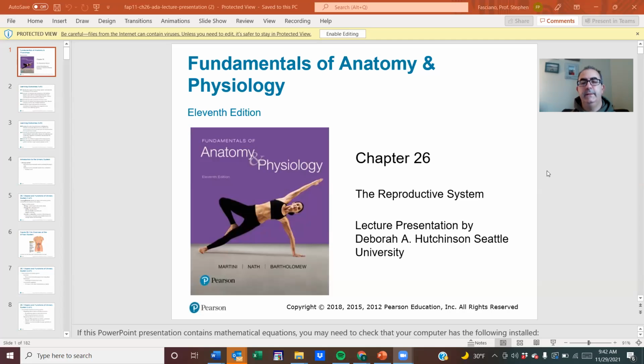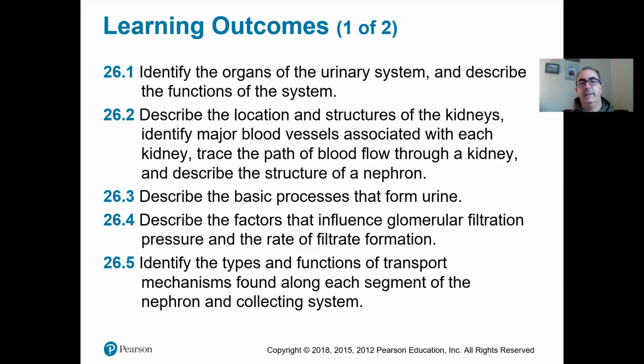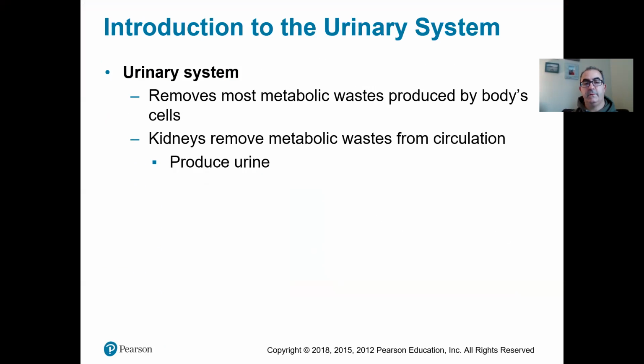So as I said, the title slide does say chapter 26, and then it says the reproductive system, which is strange to me, and that scared me at first. It freaked me out a little bit. But then as you go in, the outcomes are clearly of the urinary system, and the slides are clearly of the urinary system. So it's just that first slide that's mislabeled. I apologize for any confusion that causes, but rest assured that all the slides are the correct slides.